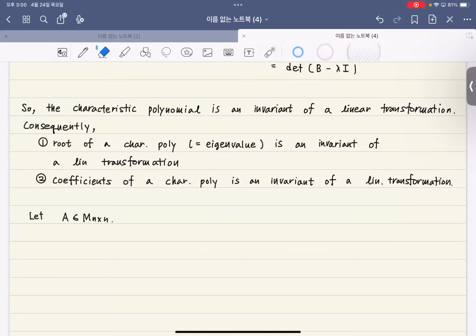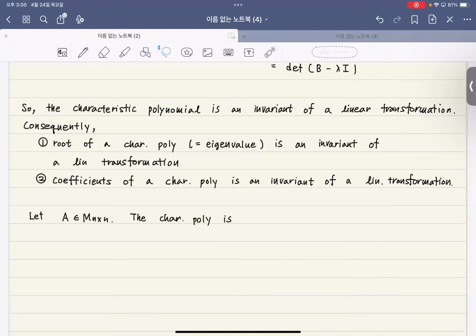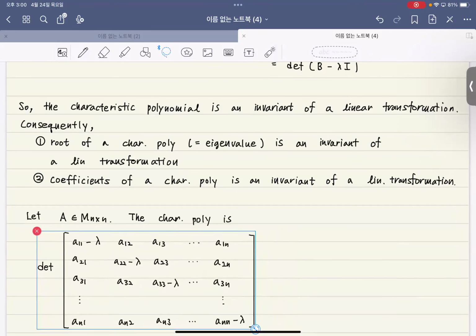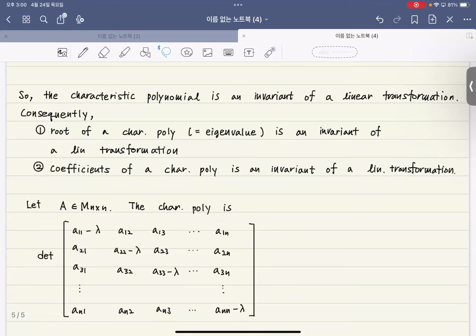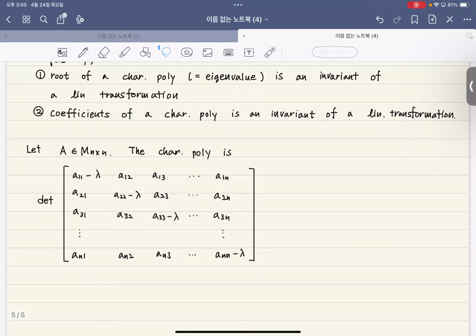Let A be an n by n matrix. Its characteristic polynomial is... this is its characteristic polynomial. And I said this one has to be a degree n polynomial. And what do you think is the leading coefficient?